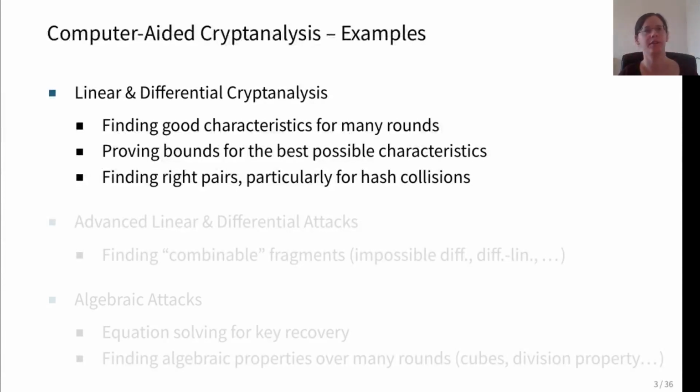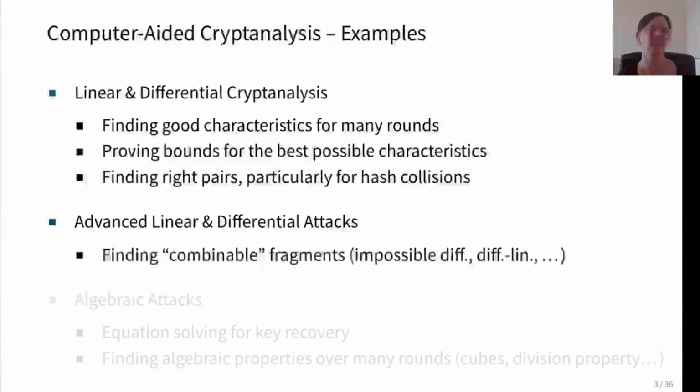If we look beyond these classical attacks and look at more advanced attacks, then we see that these advanced attacks often combine partial attack fragments from different strategies. So for example, in an impossible differential attack, you often combine two incompatible differential characteristics. Or in differential linear attacks, which you will hear about next week, I think, briefly, you also try to combine a linear characteristic with a differential characteristic. And to find such combinable fragments, tools are also often quite useful.